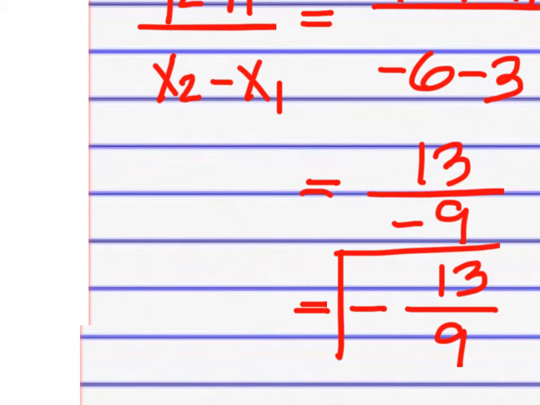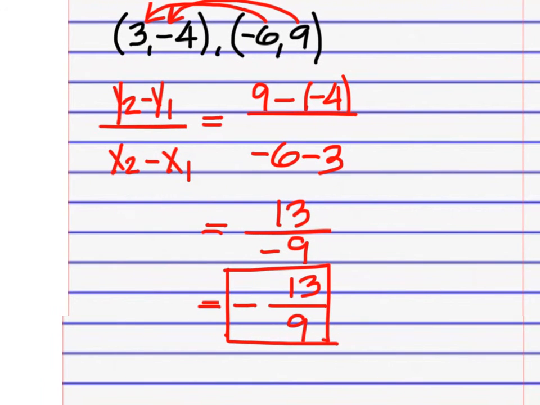Therefore, the slope of the line that contains the 2 points, 3, negative 4, negative 6, 9, is negative 13 over 9. That means you go down 13 and to the right 9.